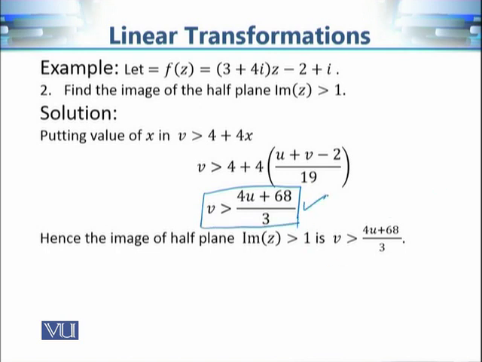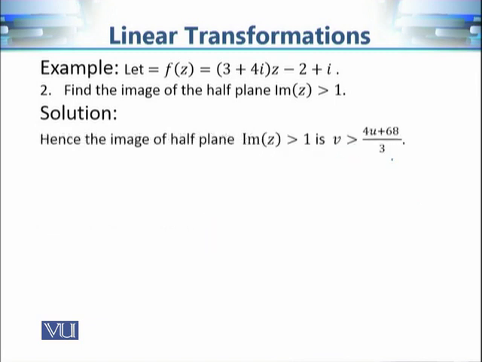So here this inequality defines the image of this half plane in the w plane. Now, what does this inequality represent? This inequality can be written in the following form: v minus 4 over 3 u minus 68 by 3 strictly greater than 0. Now, if we just construct this function, v minus 4 by 3 u minus 68 by 3 equal to 0, then this is basically a line in the uv plane.